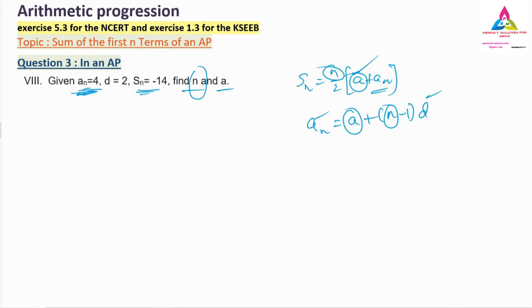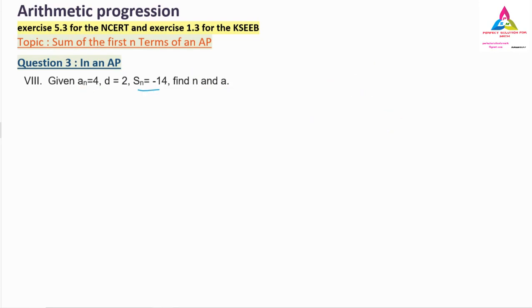Now we will solve this question. While solving, first we have to take down the an formula, because the first thing they have given here is an is equal to 4. So an is equal to a plus n minus 1 into d. This is the formula, and the an value they have given as 4. They have not mentioned the n value, and the a value is also not given, plus n minus 1 as it is, but the d value is given as 2. So we will substitute that 2.